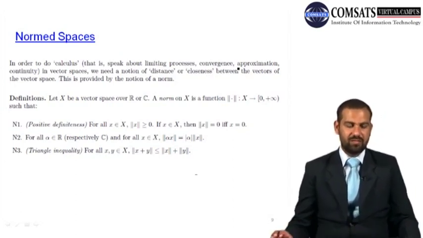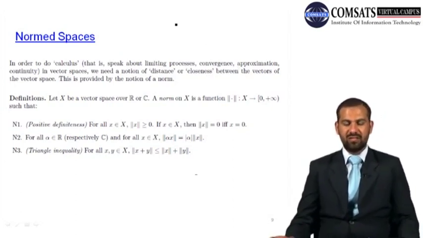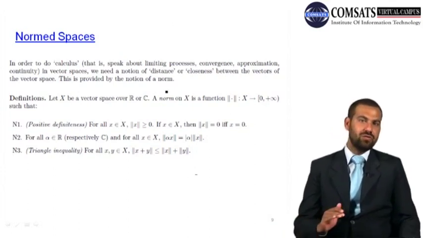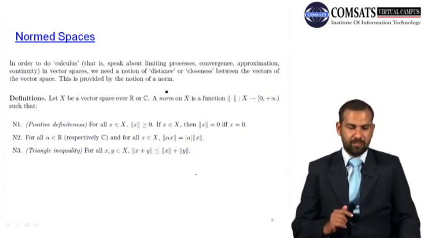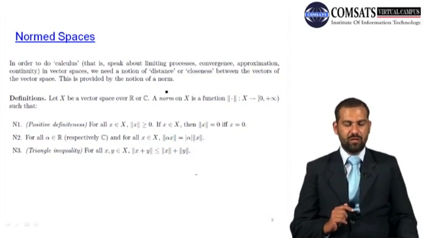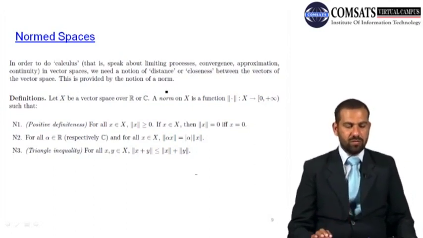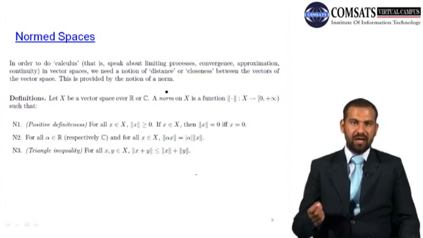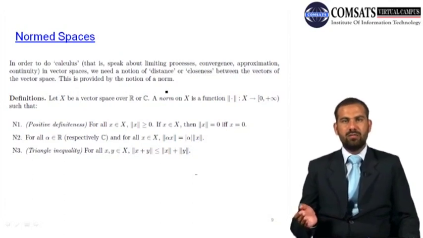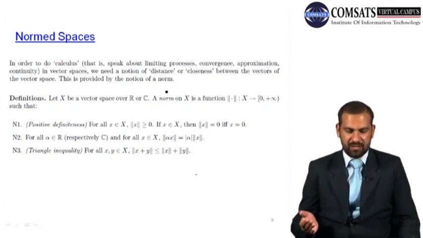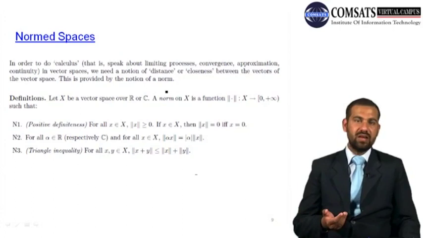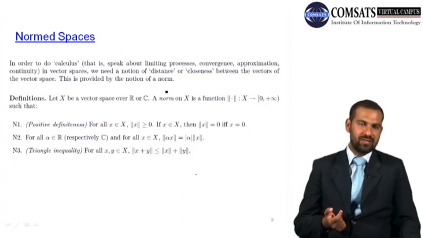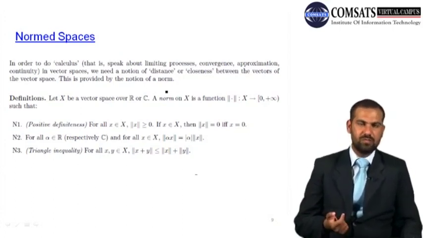Okay, here we discuss the shortest distance. For this we provided the notion of norms. The definition of a norm space is: if a function from any non-empty set X to the set of non-negative real numbers satisfies the three properties N1, N2, N3, then we say that it's a norm space.